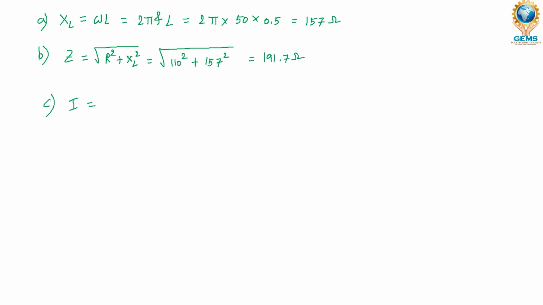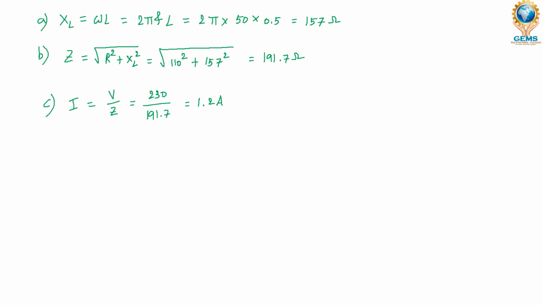Third, he is asking us to calculate current. I equals V by Z. Why are we writing Z here? This is an RL circuit. If it is a resistive circuit, only resistor, we can write V by R. So here voltage is 230 volts. Impedance just now we have calculated, 191.7. We will get current 1.2 ampere.